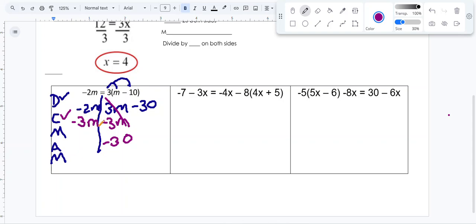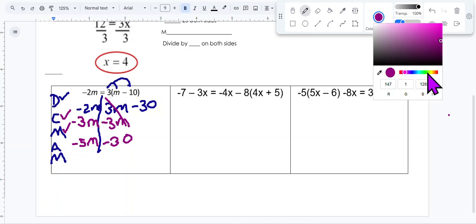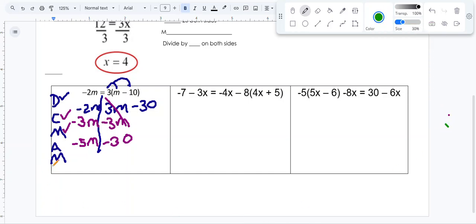So what's negative 2m minus 3m? Well, that's negative 5m. So now I'm left with negative 5m equals negative 30, and I'm done with moving my variable. All right, my next step is add or subtract, right? There is no add or subtract because I'm just left with negative 5m equals negative 30, so I'm done there. My last step is multiply or divide.